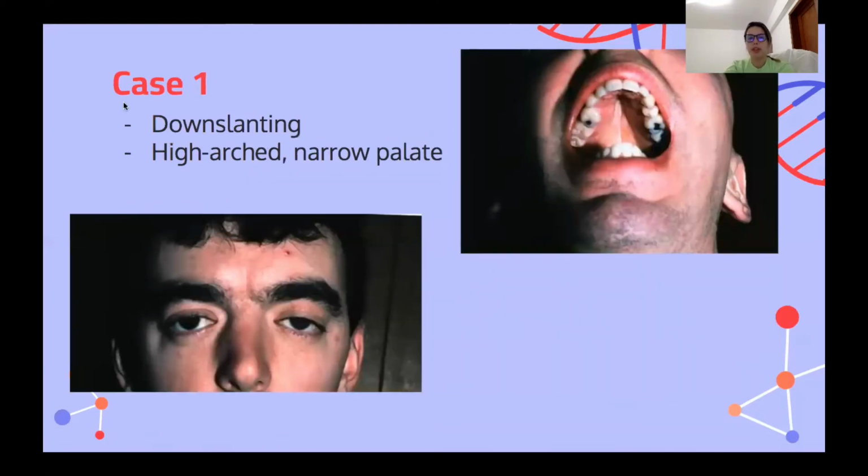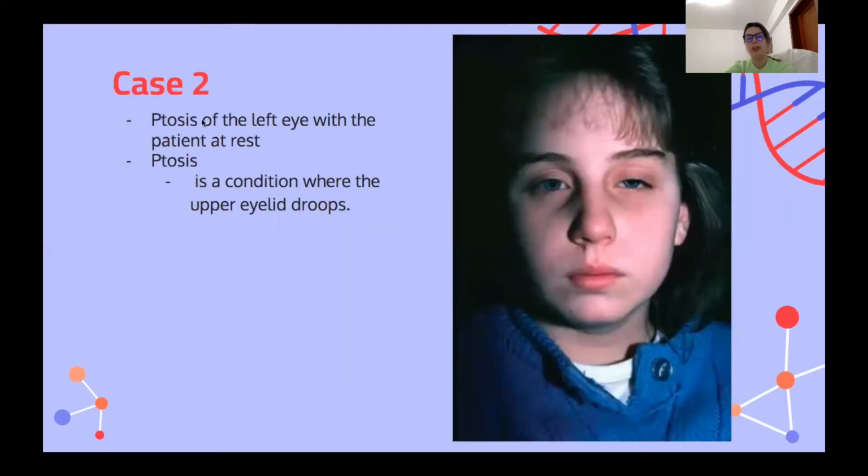So this is case 1 that I found where this patient presents with 2 features of Marfan syndrome. He has the down slanting of the eyes as well as the narrow palate that is also high arched in many patients. Then now we have case number 2, which we see on the patient's left eye, they have a drop of the upper eyelid.